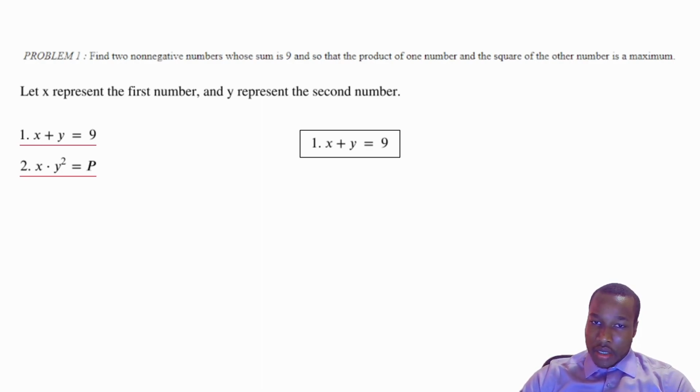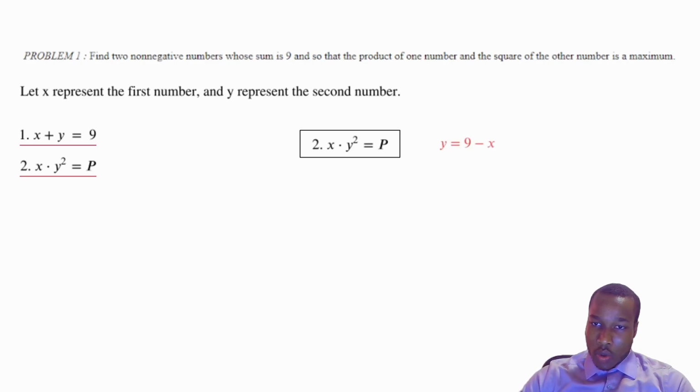We can isolate for y using this equation by subtracting x from both sides, so we get x plus y minus x equals 9 minus x. From there, we can cancel out the x's on the left side, and then we're left with y is equal to 9 minus x.